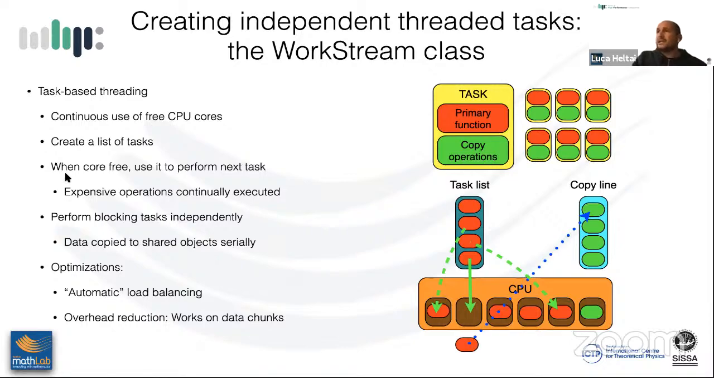Okay, so the idea is whenever there's a free core, you use it to perform the next task, and all of the sensitive operations are continually executed. So you always have this executed in parallel, and you see here, whenever this list is not empty, CPUs will keep working on this list.